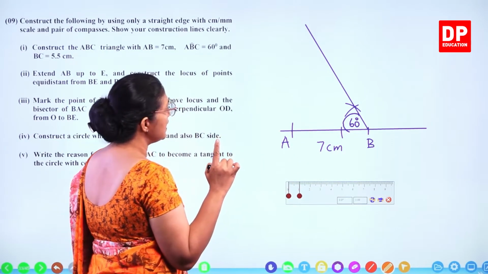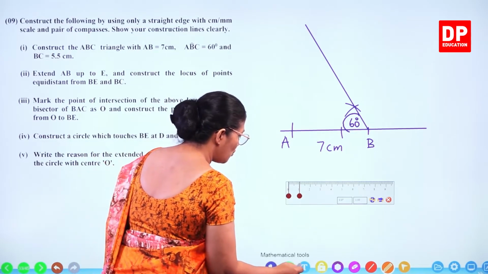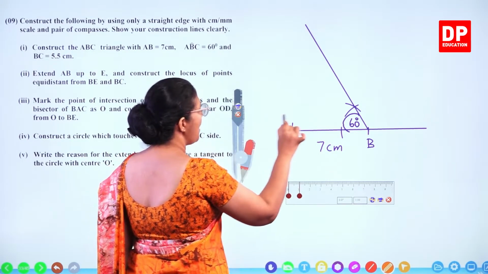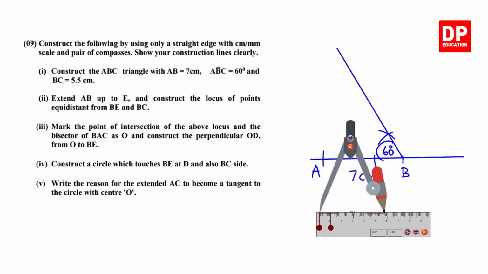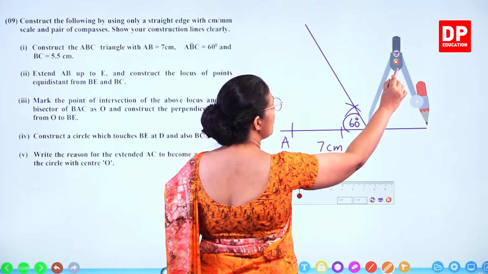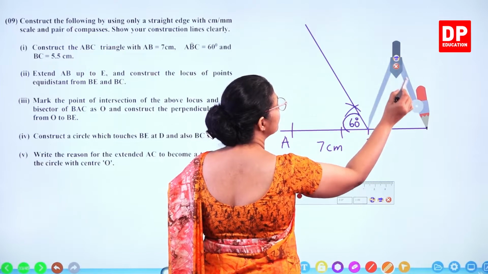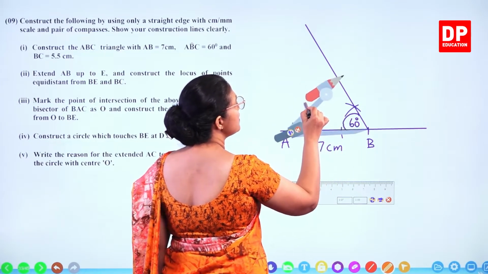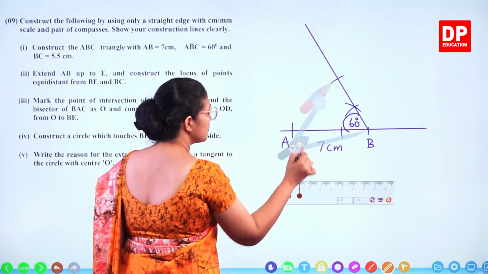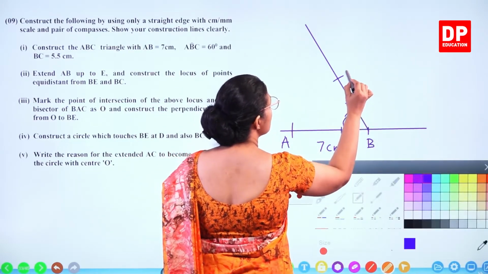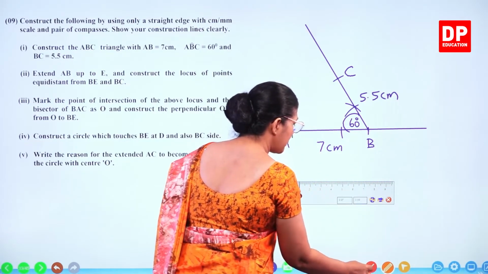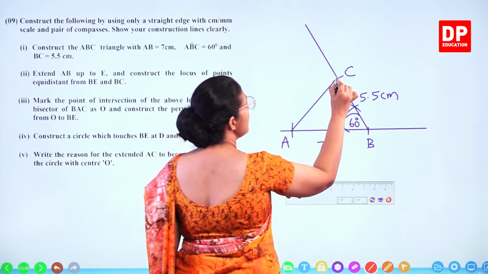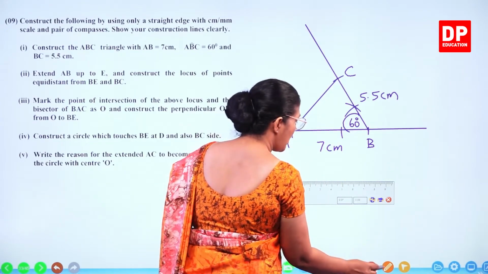Then BC is 5.5. So you take the compass and measure 5.5 centimeters. 5.5 centimeters, and you can keep on top of B and mark the point C. So this is C, 5.5 centimeters. Now you can connect A and C and complete the ABC triangle.